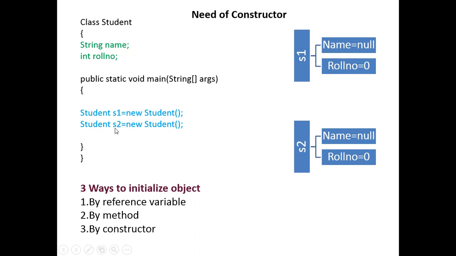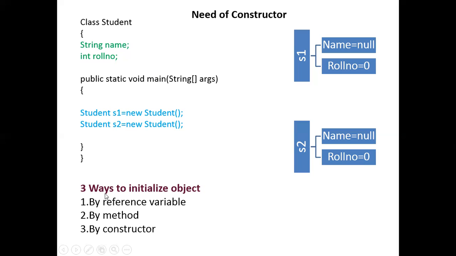Roll number should be unique for every student. If we have 10 students or 50 students in our class, every student should have a unique roll number. But if we have not initialized any value and directly create an object, then the roll number is initialized to 0 for every student.